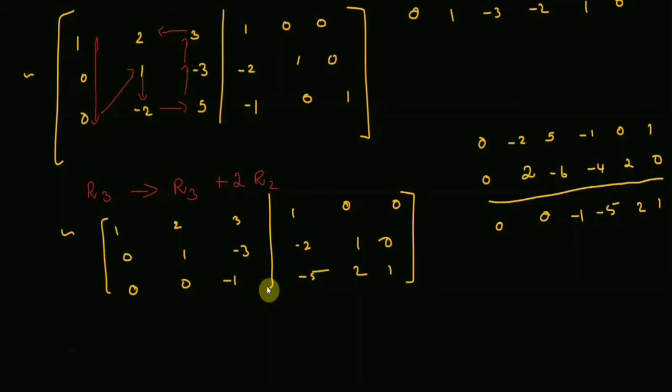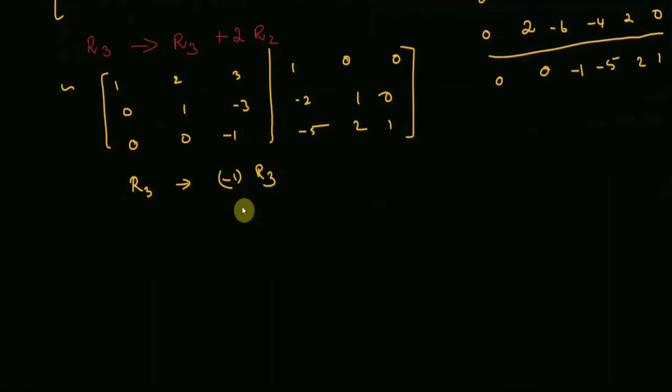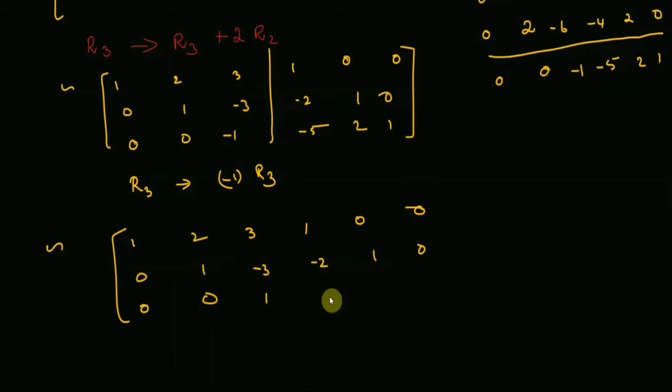Put a line to separate these two matrices. So now we got this as 1, 0. Now change this to 1. You can just multiply by minus 1, that will change it. So R3 becomes minus 1 times R3. That will give you 1 there. So it is equal to 1, 2, 3, 1, 0, 0, then 0, 1, minus 3, minus 2, 1, 0, then 0, 0, 1, and multiplying by minus 1 gives plus 5, minus 2, minus 1.